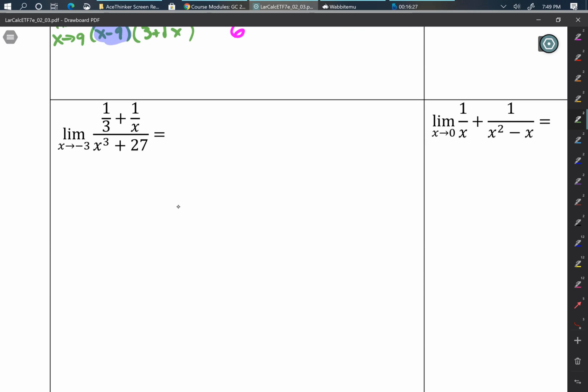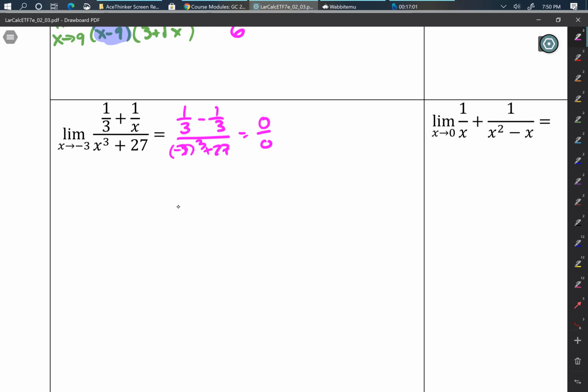Okay, this one looks tricky. I'm a little bit intimidated, but I can do direct substitution. 1/3 minus 1/3 over negative 3 cubed plus 27. That looks a lot like 0 over 0 to me. Hole in the graph, do something. Factor it? How do you factor 1/3 plus x? Does that factor? We're going to have to think about this one.